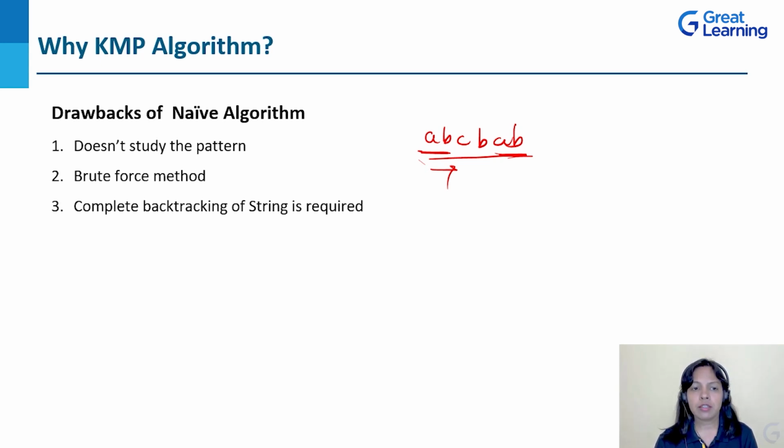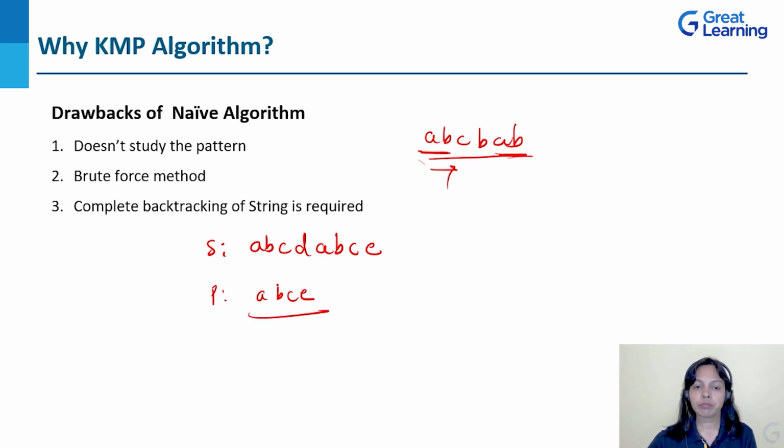The most important drawback is that complete backtracking of the string is required. For example, suppose the given string is A, B, C, D, A, B, C, E, okay, and the pattern to find is A, B, C, E. This is the worst case analysis again. So in this case, you'll start from here, keep on tracking A, B, C, D, and the last character is not matching, right? A, B, C, and then the last character is D, and here it is E, right? So you will again go to the beginning, like the character B, and from here you will start the comparisons again, right?